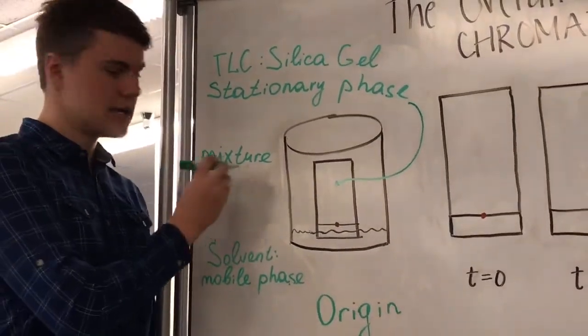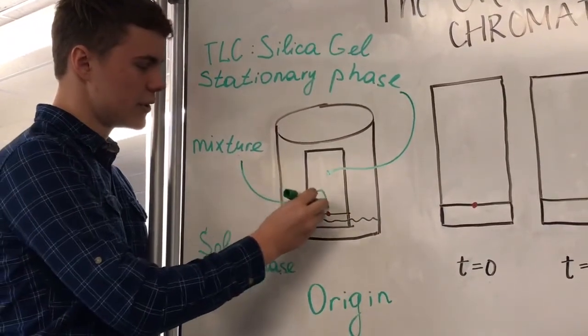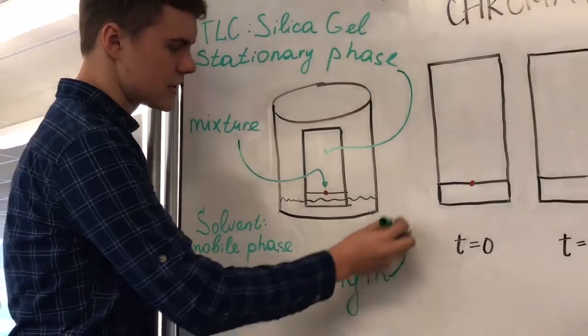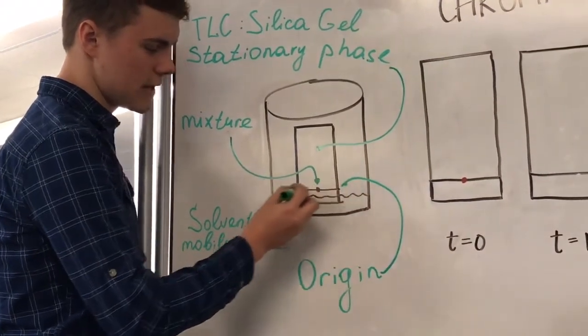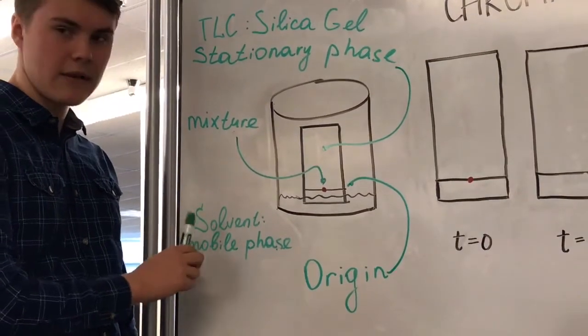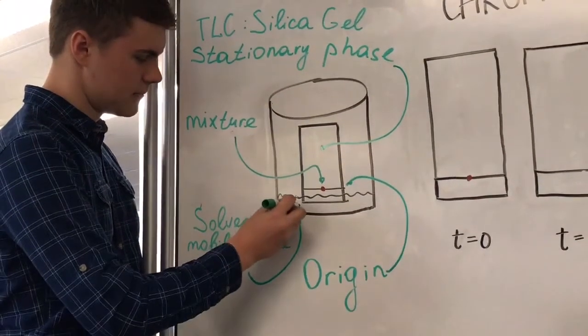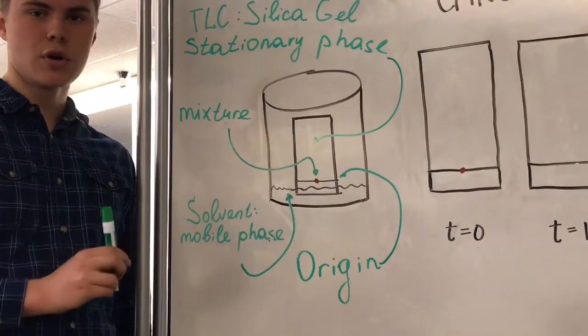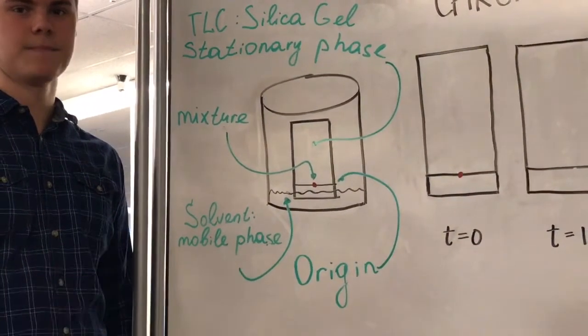The mixture we apply is this red dot right here. We apply it on the origin of chromatography, which is this line, the whole line. And our solvent is the mobile phase, and this is here, the whole solvent. And the origin of chromatography should be above the solvent.